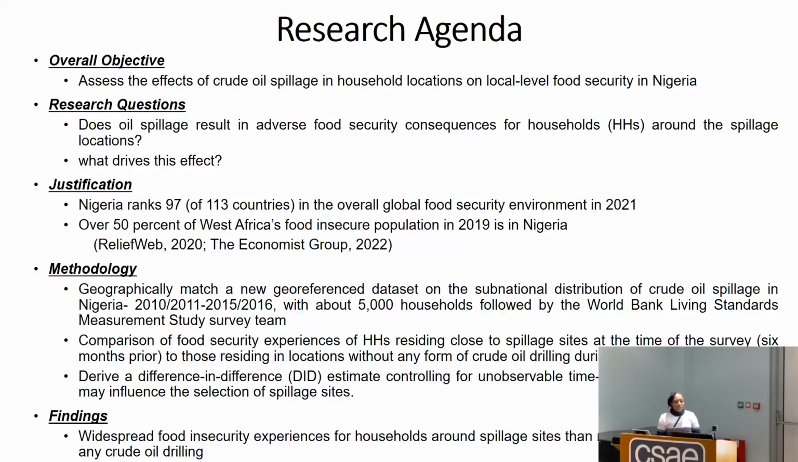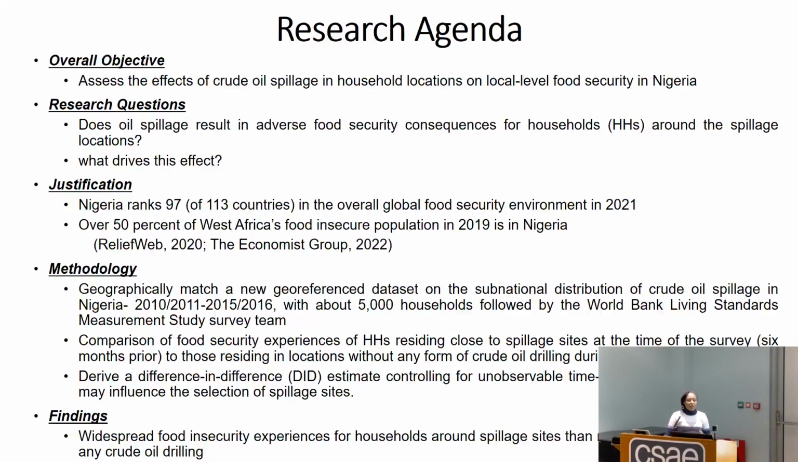The reason why we chose Nigeria for this study is because Nigeria is known to be one of the leading crude oil exporters globally, and it ranks number 97 out of the 113 countries in the overall global food security index. That's the lowest. And over 50% of West Africa's population appear to be insecure with regards to food security.